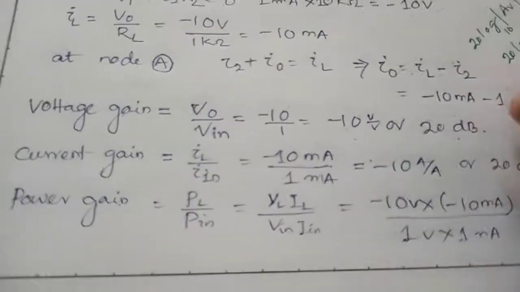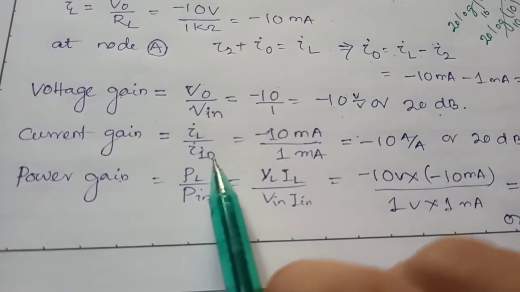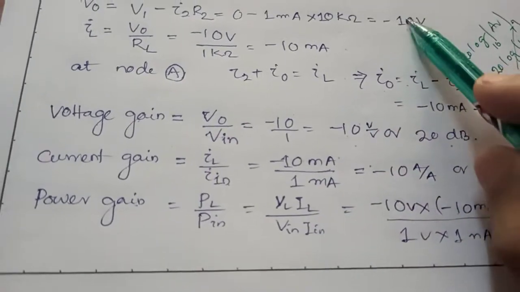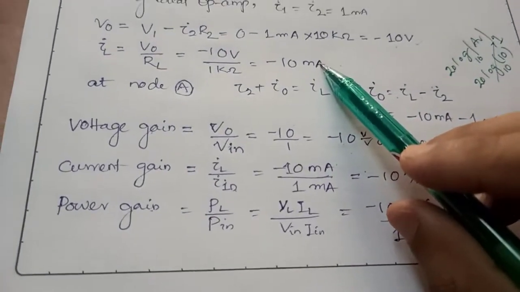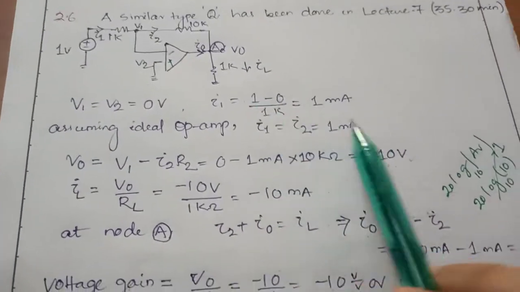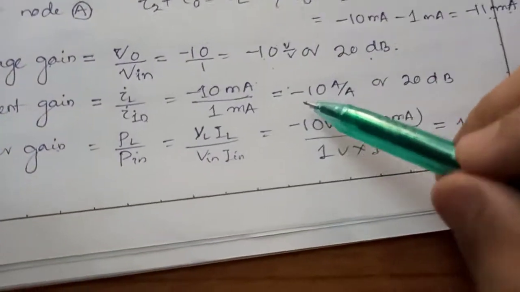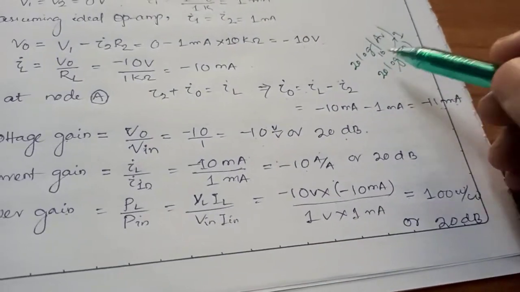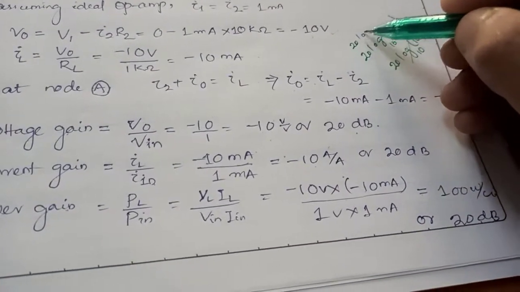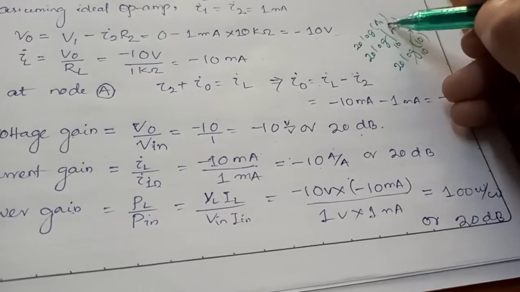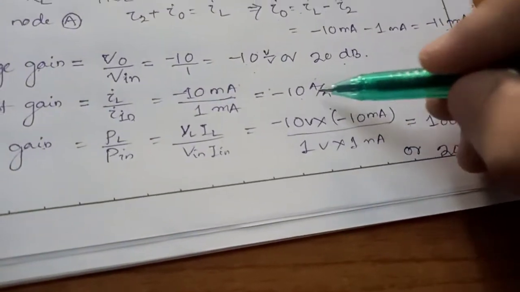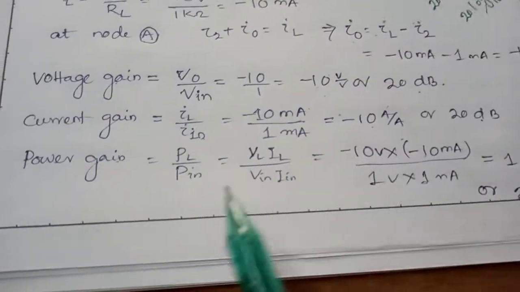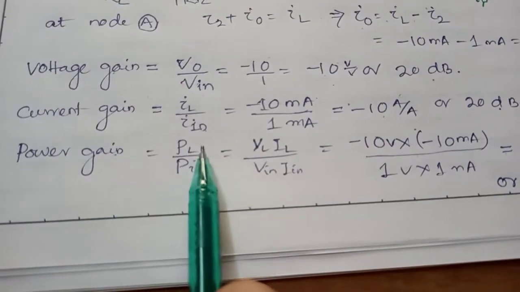Similarly, my current gain is I load upon I input. I load that we got is -10 milliampere, and I input that we got is 1 milliampere. So my current gain is nothing but -10 ampere per ampere. If I put it in this format, it is also the same, 20 log AI in ampere per ampere, that is nothing but 20 dB. Now my power gain is nothing but output power upon input power.